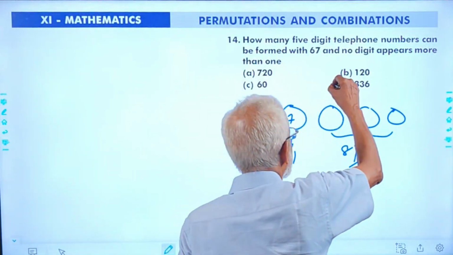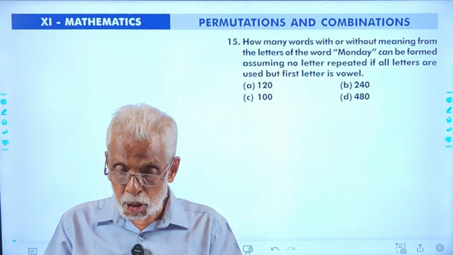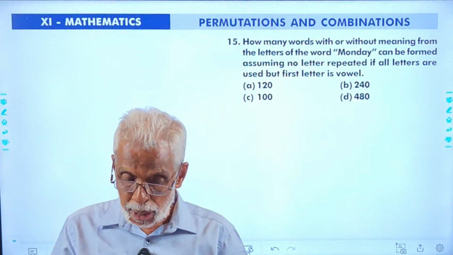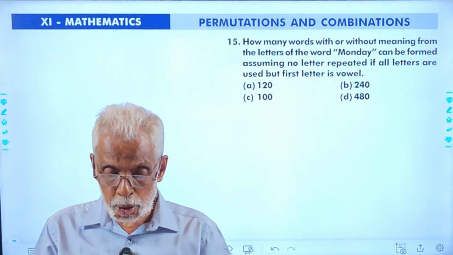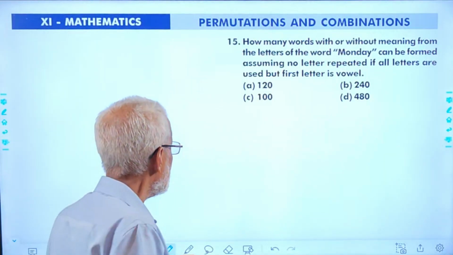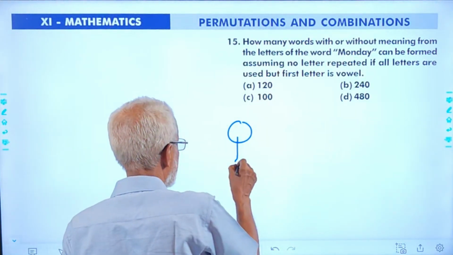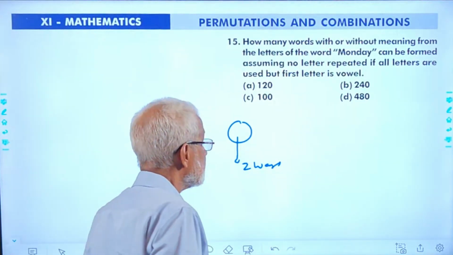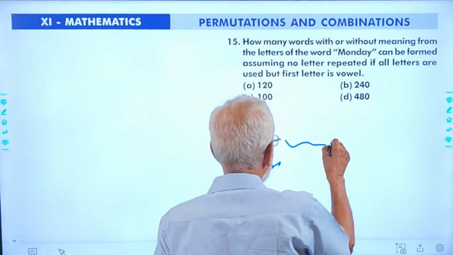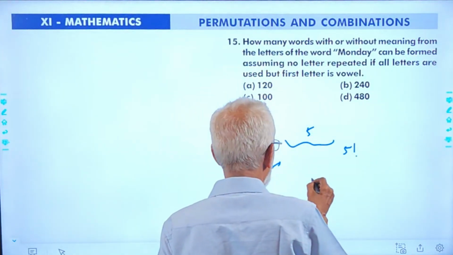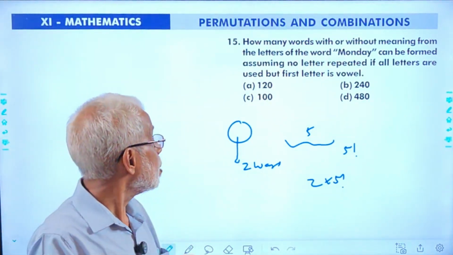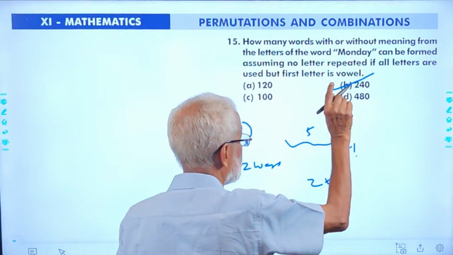We get 336. How many words, with or without meaning, from the letters of the word Monday can be formed, assuming no letter is repeated, if all the letters are used but the first letter is a vowel? There are 2 vowels in the word Monday. Therefore, the first place can be filled in 2 ways only. The remaining 5 places can be filled in 5 factorial ways. Therefore, total number of ways is 2 into 5 factorial, which is 2 into 120, 240.